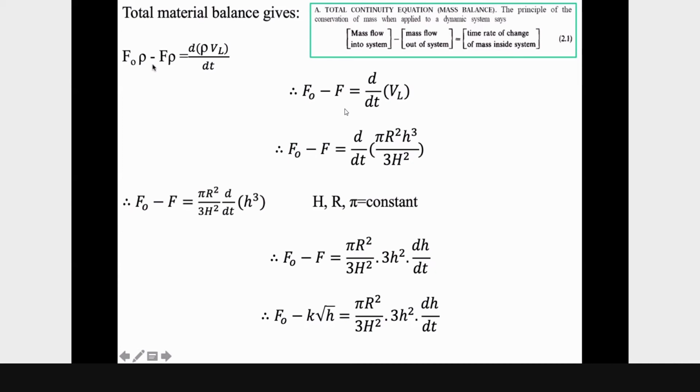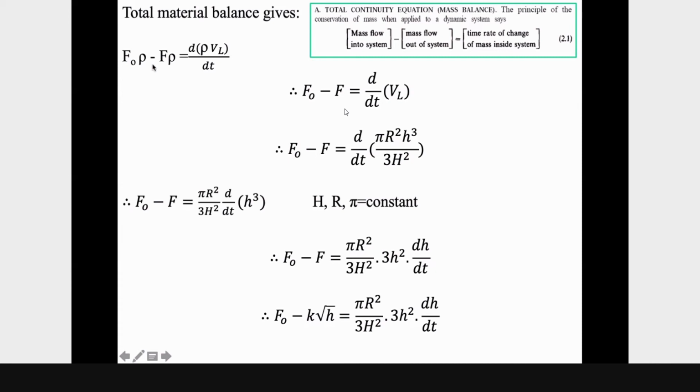So F0 minus F is equal to pi capital R square upon 3 capital H square into 3 h square dh by dt. So taking the derivative of this particular term, अगर आपने इसका डेरिवेटिव ले लिया d dt ऑफ h क्यूब का, तो ये डेरिवेटिव जो है ये फॉर्म ले लेगा 3h square dh by dt. I think everybody would have clearly understood what I am going to state.